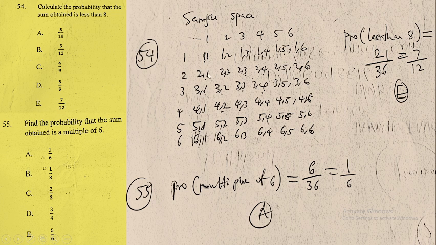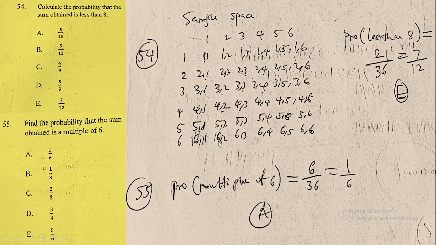Also, using that same sample space, find the probability that the sum obtained is a multiple of 6. What are the multiples of 6? We have 6, 12, 18, and so on. So if you look at it critically, we have a 6 here, 1 5. That's a multiple of 6. Also, we have 6 here, 2 4. There's no other multiple. We have 6 here, 3 3. No other multiple. 6 here, 4 2. No other multiple. 6 here, 5 1. No other multiple. Then 6 here. No, sorry.